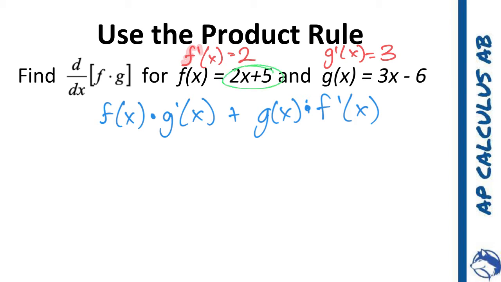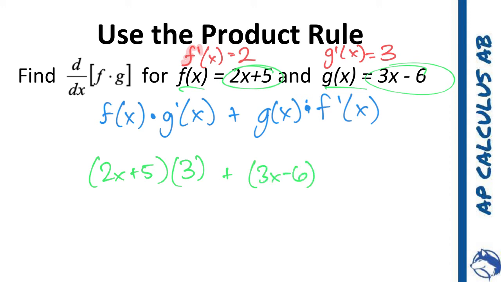So 2x plus 5 is my f of x, 3x minus 6 is my g of x, and here we go. So (2x plus 5) times my g prime of x, which is 3, plus my (3x minus 6) times my f prime of x, which is 2. I then have to distribute these through.